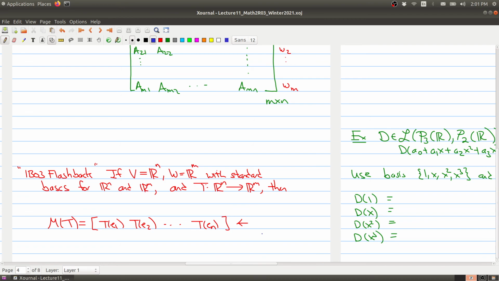So this was called the standard matrix. So if you're a little rusty on all of this, I would say go back to your Math 1B03 book and look at this construction, this result, and just understand that what we're doing in this definition is generalizing this to any vector space and any linear map.